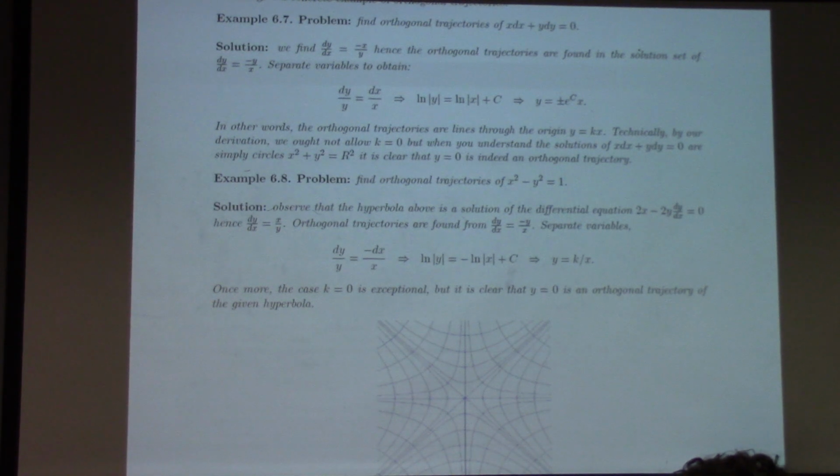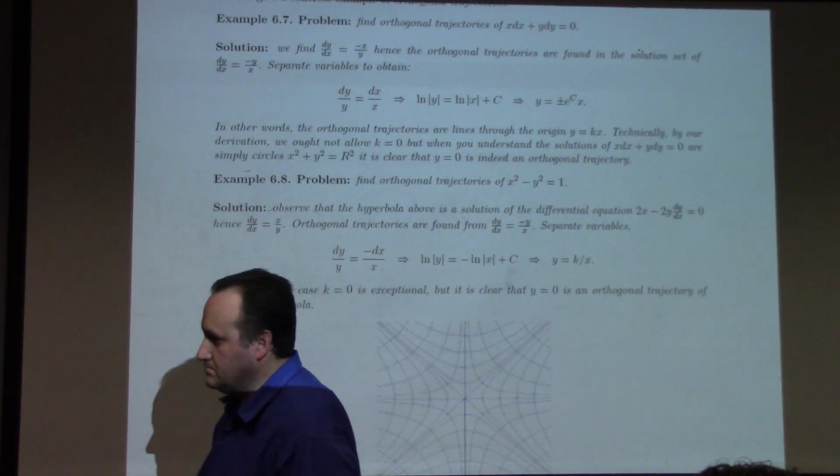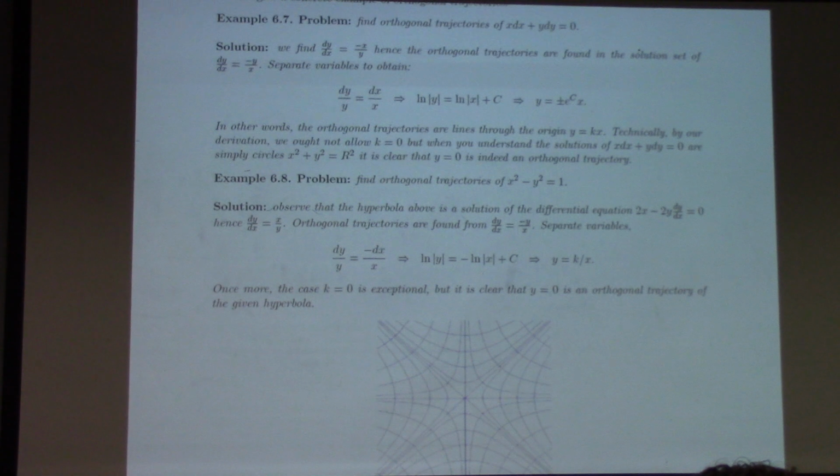So example 6.7 is an example for you. Here I want to find the orthogonal trajectories to dy/dx equals minus x over y. All right, so let me write it over here as well, okay? So we have dy/dx equals minus x over y. That's given.